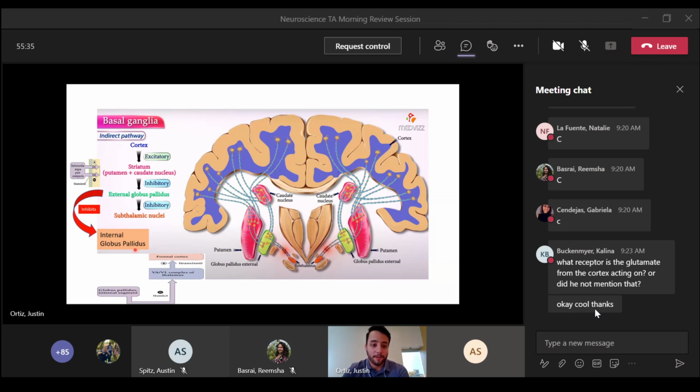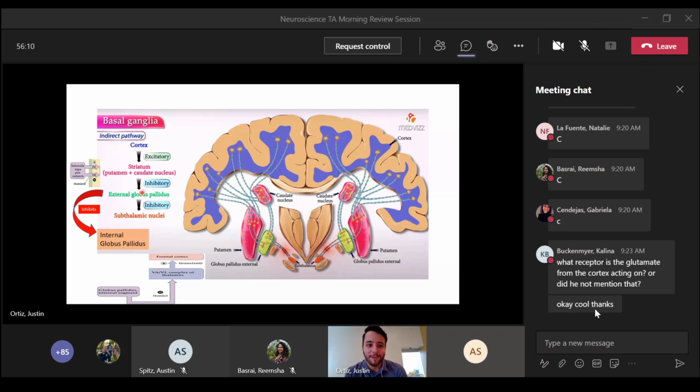If you follow this arrow first right here, the globus pallidus externus inhibits two structures. One of them is the internal globus pallidus. And if we remember, the internal globus pallidus was part of our direct pathway. So over here, the striatum inhibits the globus pallidus externus. If the globus pallidus externus typically inhibits the globus pallidus internus, it will not be able to do this anymore because the striatum inhibited the external globus pallidus.